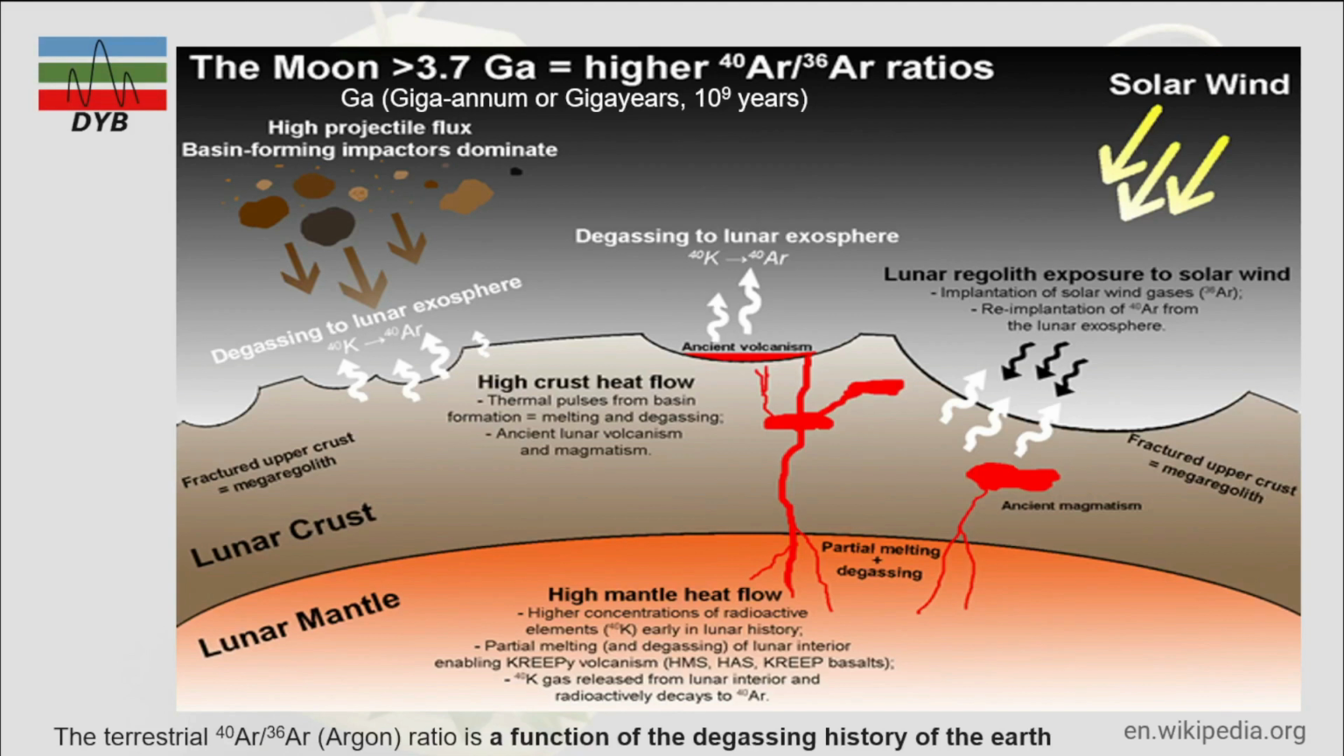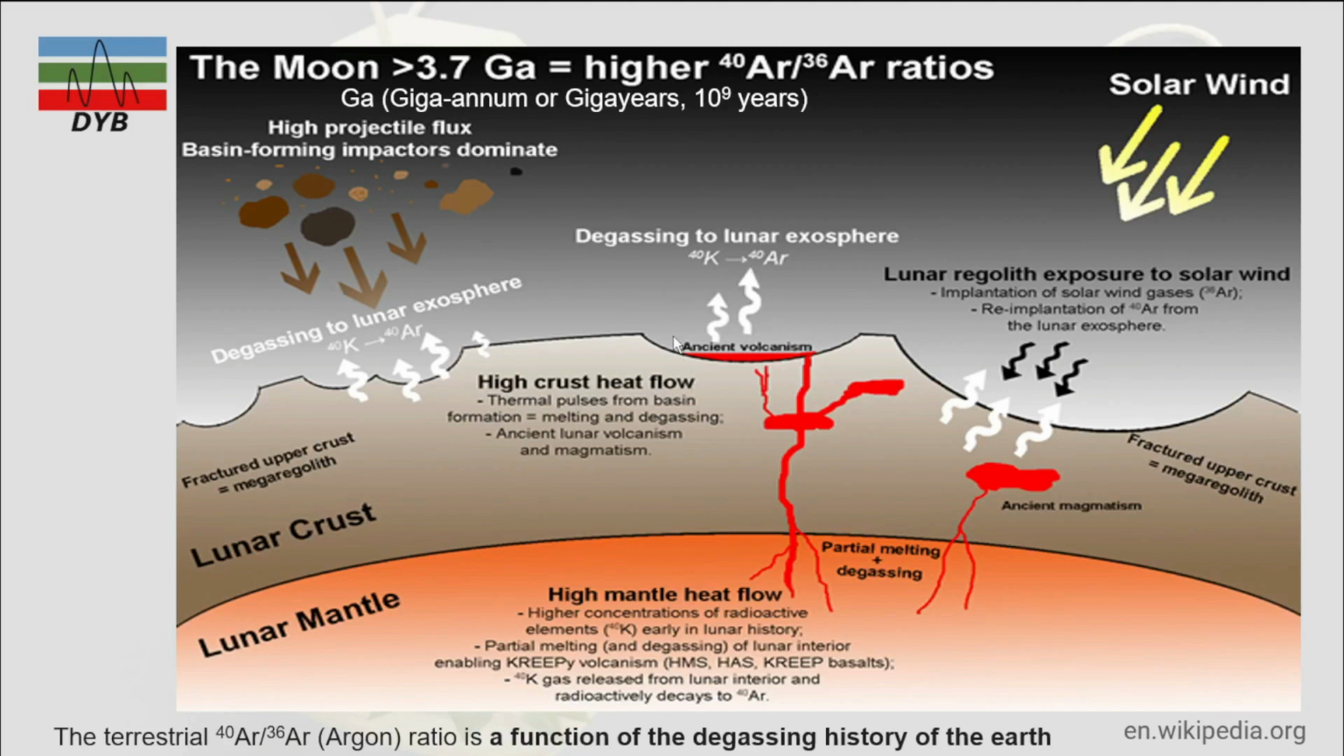If you look at the geological age of the moon, more than 3.7 giga annum, or you can call it giga years, which is 10 raised to the power 9 years, the argon 40 to argon 36 ratio was quite high. This ratio is actually caused by the degassing of the lunar exposure. During that time we had a lot of volcanism here. When there is volcanism, this degassing phenomenon happens, and a lot of degassing happened.